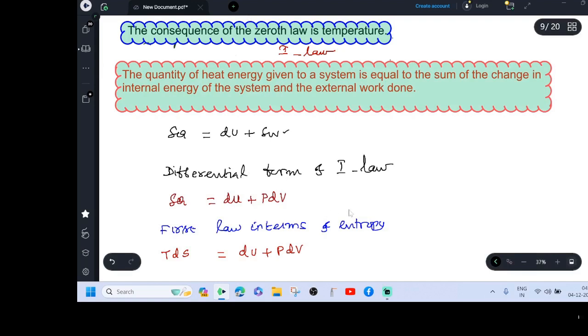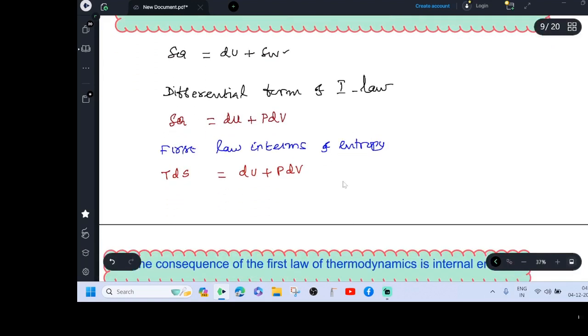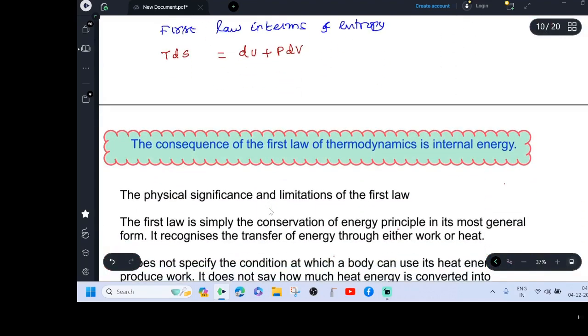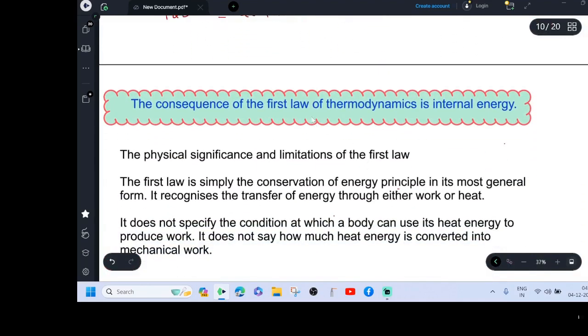The first law in terms of entropy is TdS equal to dU plus PdV, because the change in entropy dS equal to del Q by T. So del Q is equal to T into dS. The consequence of the first law of thermodynamics is internal energy.